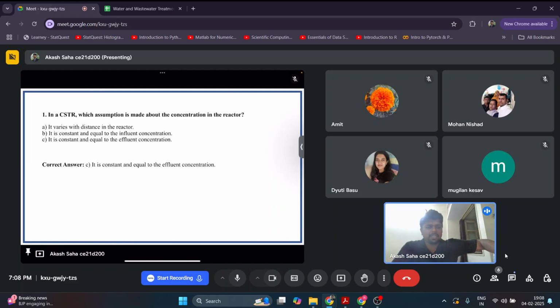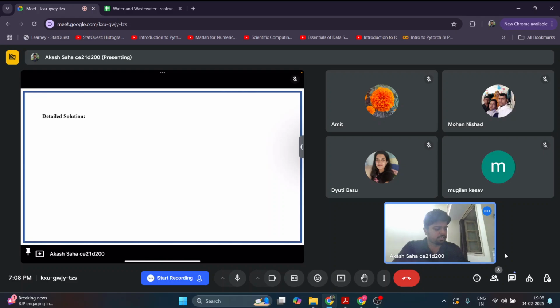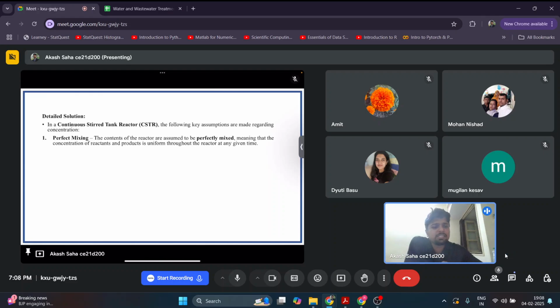While designing any reactor, we must know the assumptions of the design. If you see the detailed solution, I have pointed out a few key assumptions. The first assumption is perfect mixing. That means the contents of the reactor are assumed to be perfectly mixed, meaning that the concentration of the reactants and the products is uniform throughout the reactor at any given time, so it is not changing with time. Then outlet concentration: the outlet concentration will be equal to the reactor concentration. That's what I was saying, that C is equal to C out.